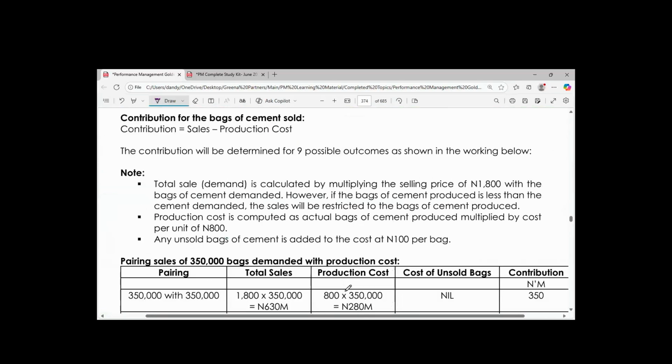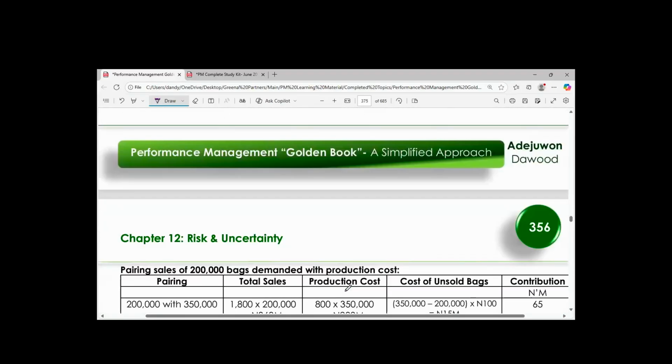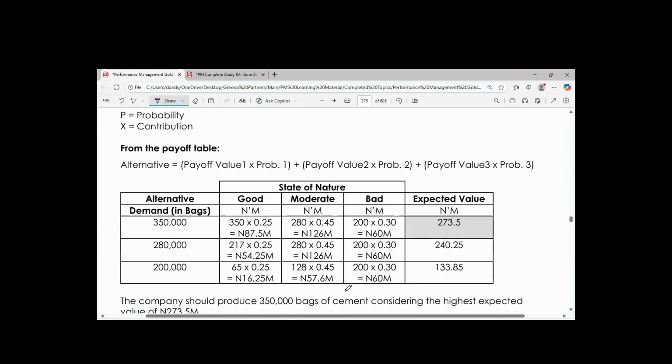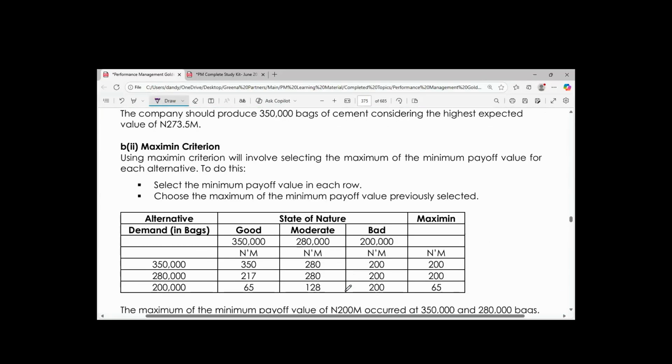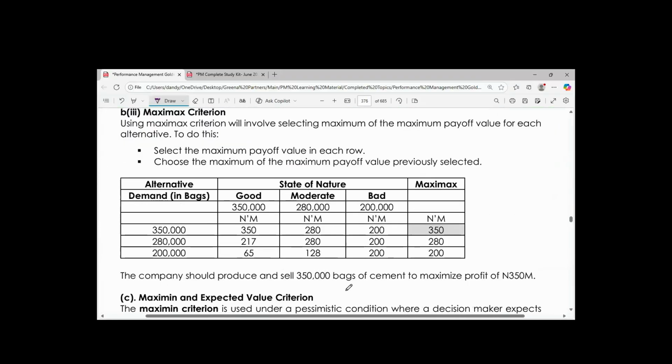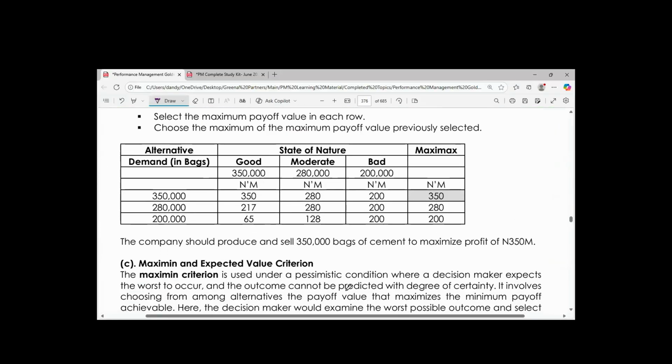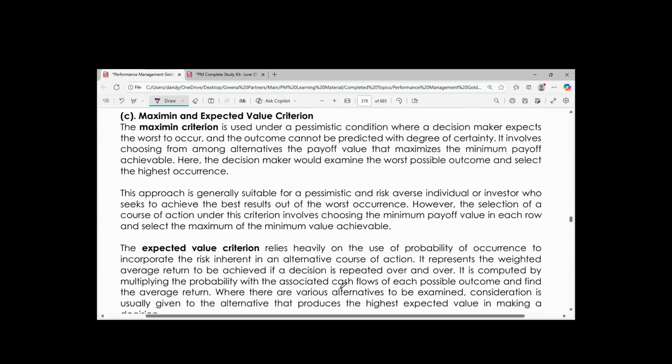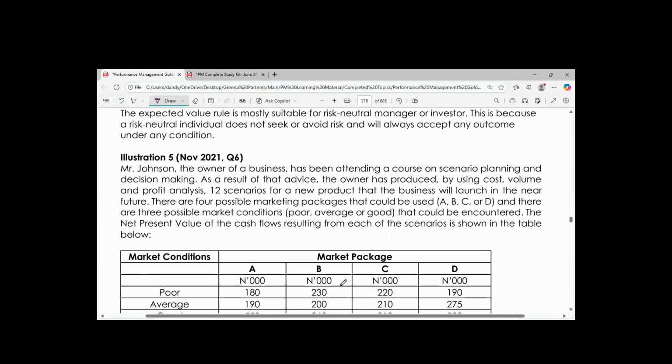And then there is one more last question I want to show you, where the examiner painted a scenario, and you are now asked to explain the attitude of the decision maker to risk. Yes, in the 2021 November diet, question number 6. Look at the scenario the examiner has painted for you.